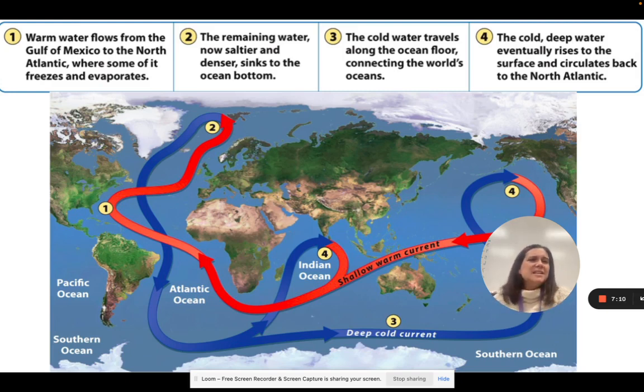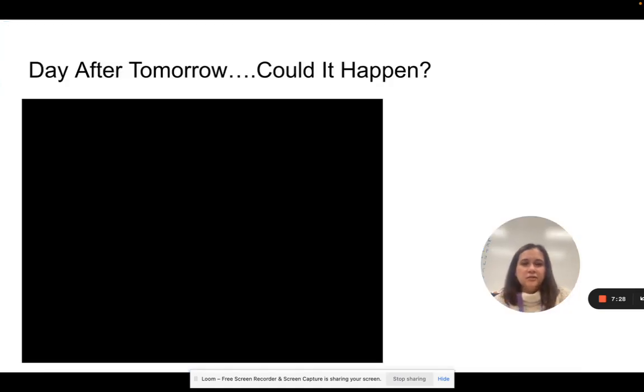And again, it's basically like a big conveyor belt. So if you look at these big global patterns, right, you can see the deep ocean currents are in blue, the shallow warm ocean currents are in red. And these are different than the surface currents. This is basically a big, huge conveyor belt that just runs.